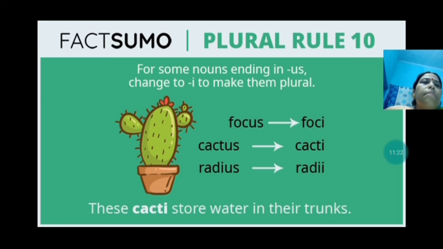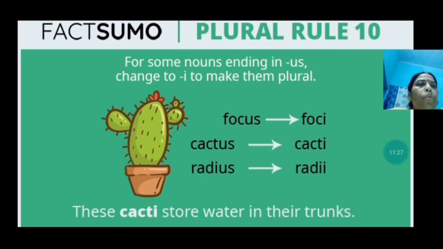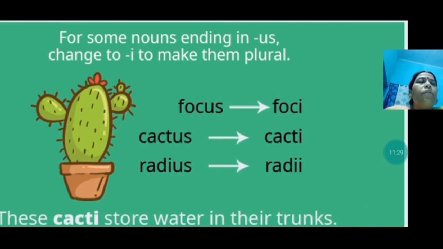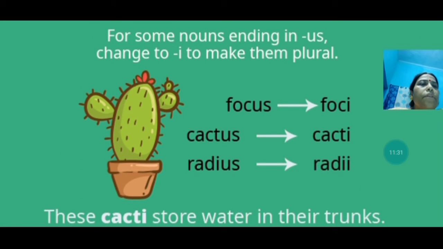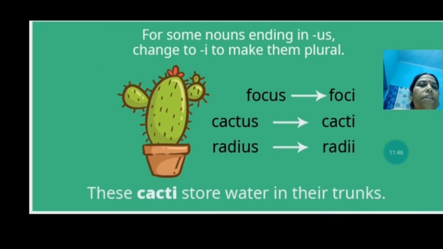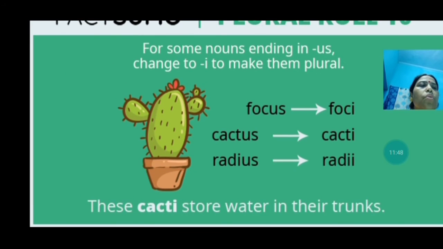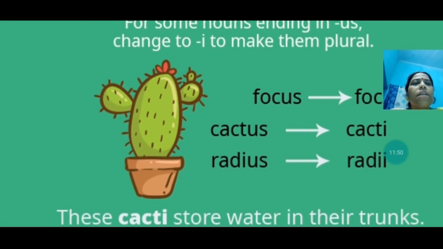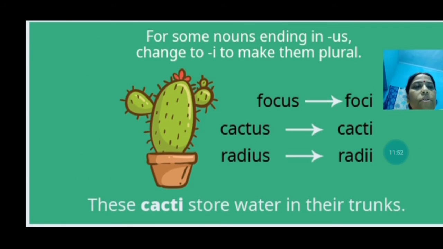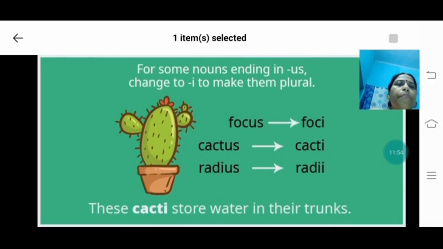Now, some nouns ending in US change to I to make them plural. Like focus. If it ends with US, we will remove that and add I. So focus, foci. Cactus ended with US. Add I, cacti. So remove US and add I. Then radius, radii. So these cacti store water in their trunks. These are the cacti. So what are they doing? They are storing water in their trunks.